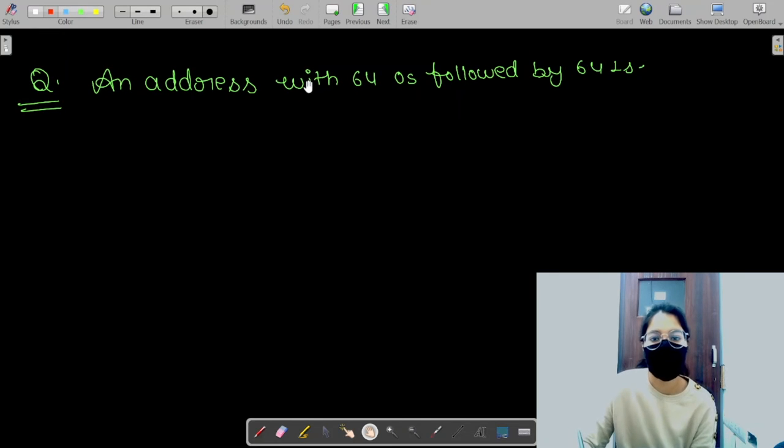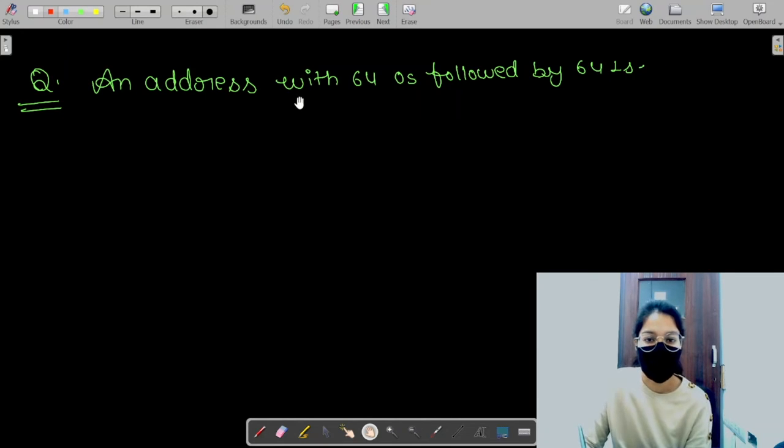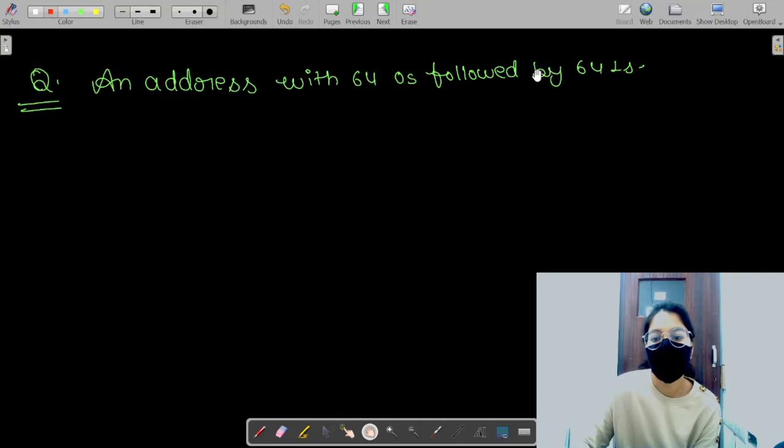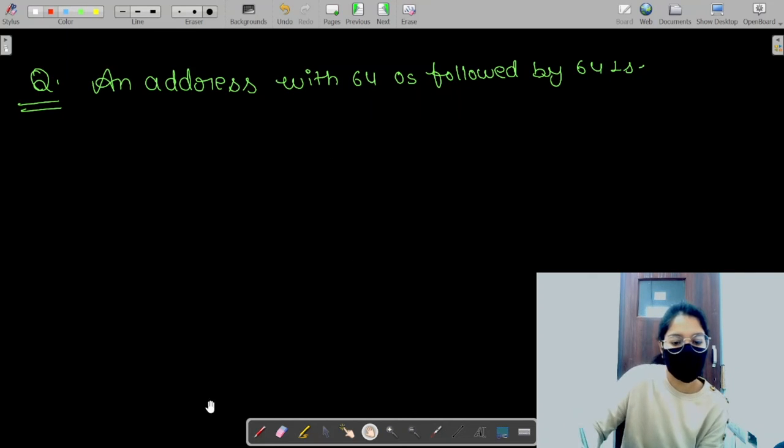Already we have seen the notations. First we saw dotted decimal notation. After that we saw colon hexadecimal notation, then mixed representation, and lastly CIDR notation. So this is one question. An address with 64 zeros followed by 64 ones. We have to write the colon hexadecimal address for this. So how will we write it?